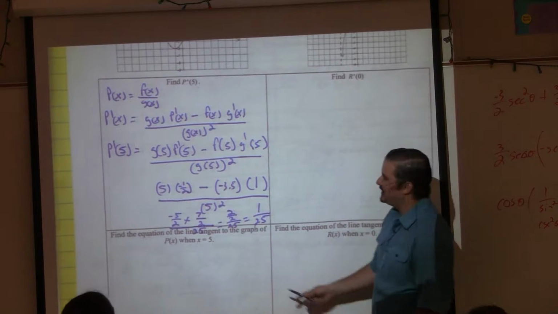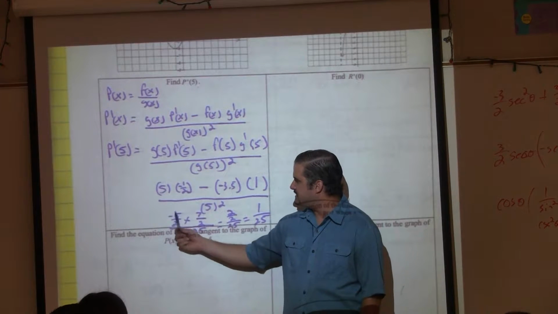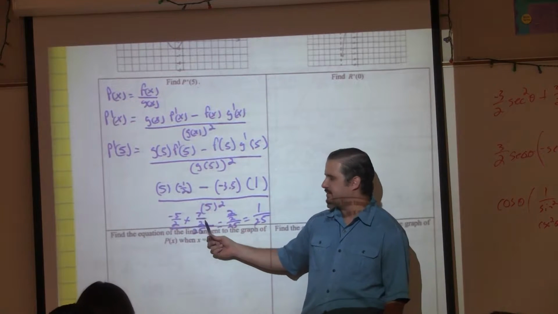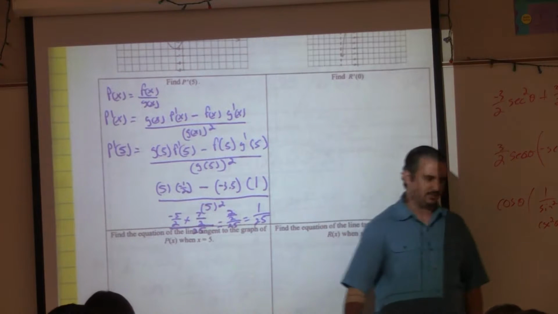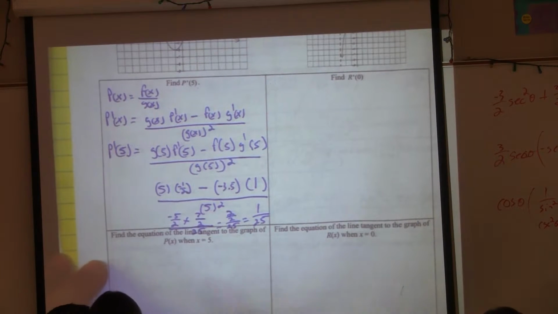Could I have written this part as a decimal too instead of making this a fraction? How much would this be as a decimal? Negative 2.5 plus 3.5 gives me 1, right? Divided by that 5 squared, which is 25. Not too bad? Alright, let's jump to the bottom.